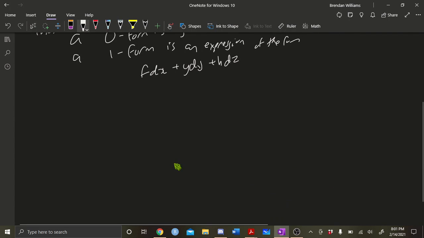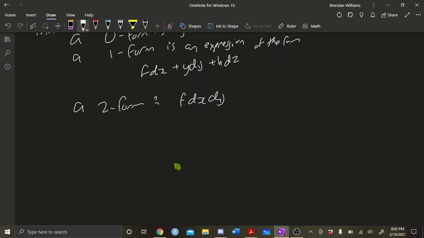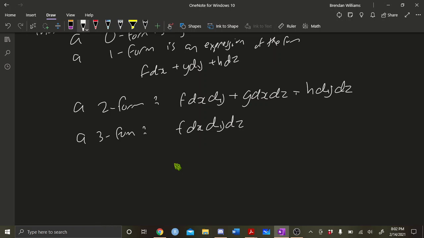A two form is an expression of the form f dx dy plus g dx dz plus h dy dz. And we're also saying that f, g, and h are still differentiable functions. And finally, a three form we're going to define would just be an expression of the form f dx dy dz.